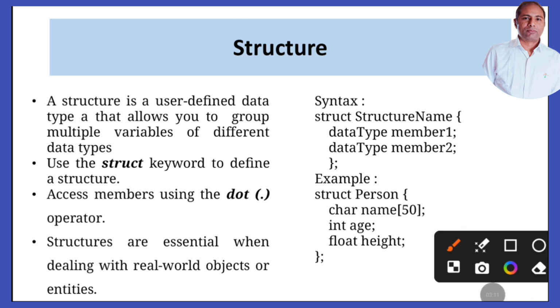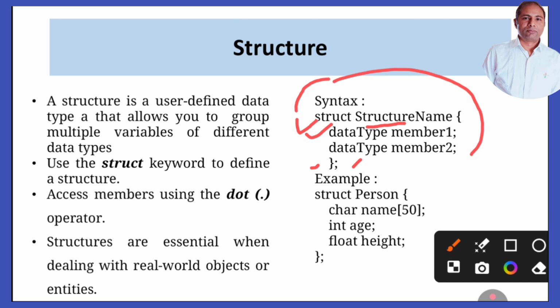Now, what is the syntax of the structure? I told you the keyword we will use is struct. Then we give any name to our structure. Then we use curly braces. Inside the curly braces, we write all the data types which we are using: data type, member 1, member 2. Then we close the curly braces and put a semicolon. This is the syntax of the structure in C.